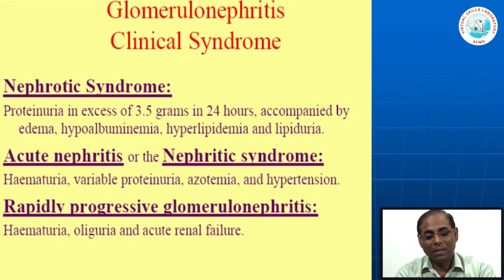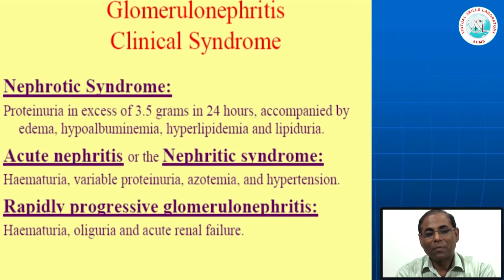Whereas in cases of nephritic syndrome, these patients have a relatively shorter duration of illness, and they present with mild to moderate proteinuria and hematuria, and when glomerular hematuria is there with proteinuria, obviously this is related to some glomerulonephritis, associated with azotemia as well as hypertension.